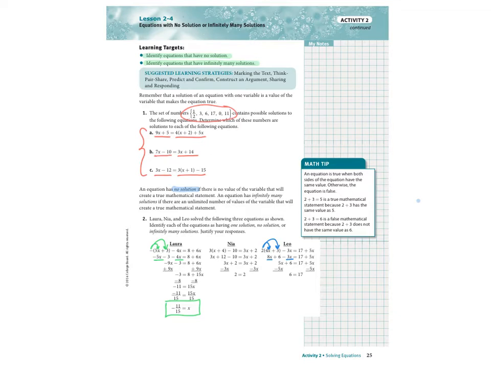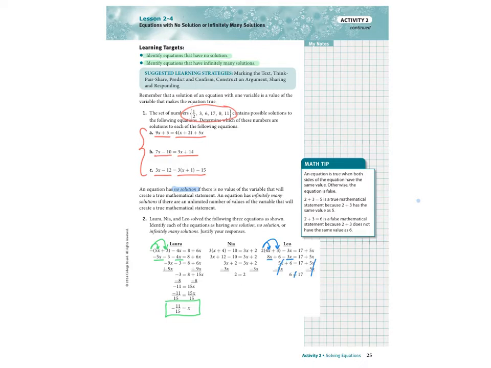Like, let's say we're subtracting 5x from this side. Okay, we do it to the other side. They cancel. Look what's left. We have this statement of 6 equals 17. Well, this is not a true statement. We got to put a slash through that equal sign.